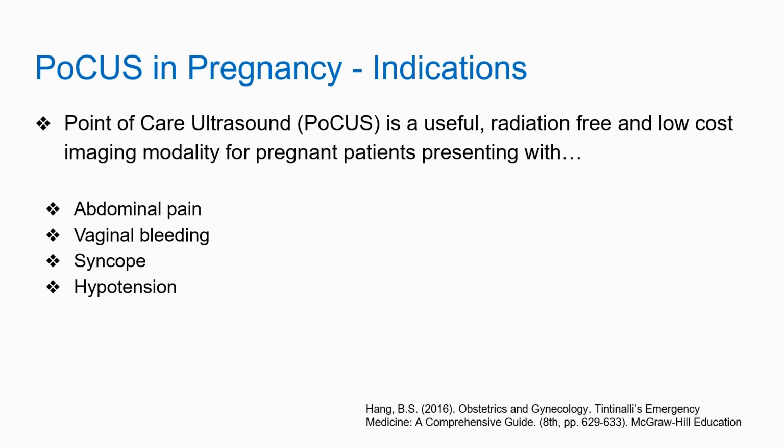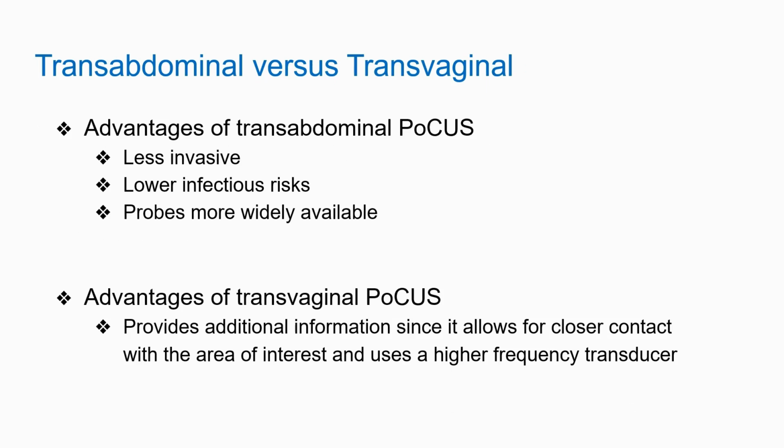or hypotension. There are two approaches to acquiring images. The advantages of the transabdominal approach are that it is less invasive, typically has lower infectious risks, and probes are more widely available, while the advantages of the transvaginal approach are that it provides additional information since it allows for closer contact with the area of interest and uses a higher frequency transducer.